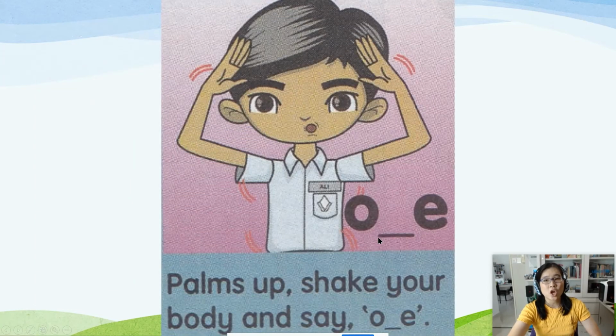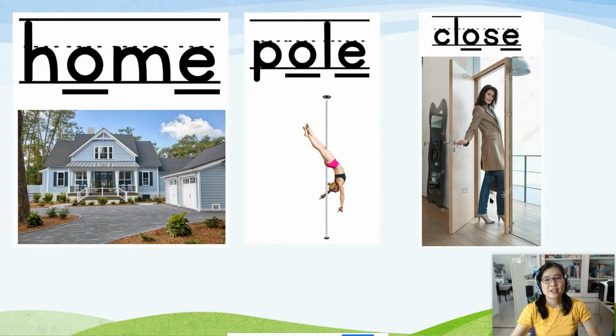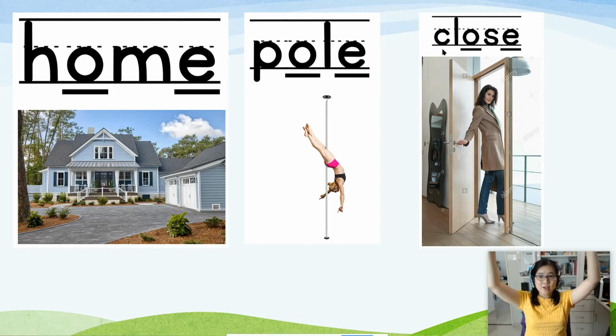All right, now let's look at O-E. O-E, O. So look at the first one. Home. And then we have pole. And over here we have close. Close, as in close the door.